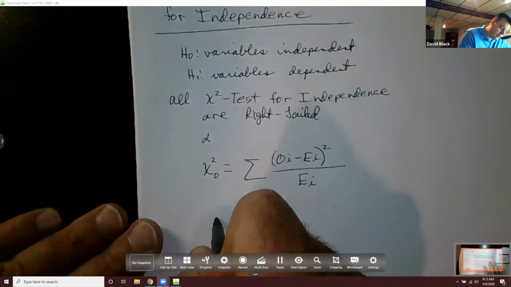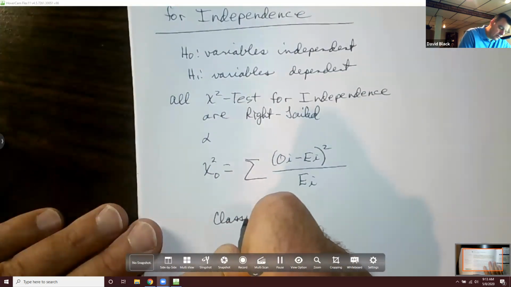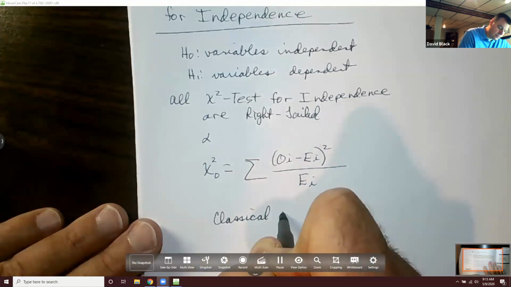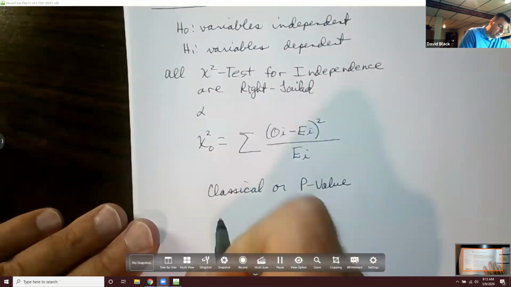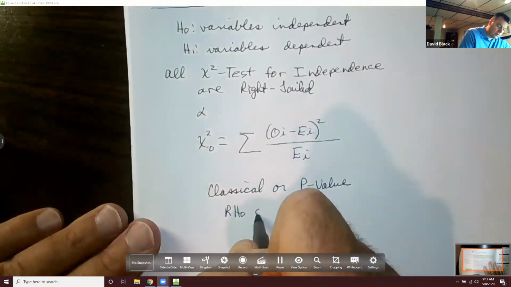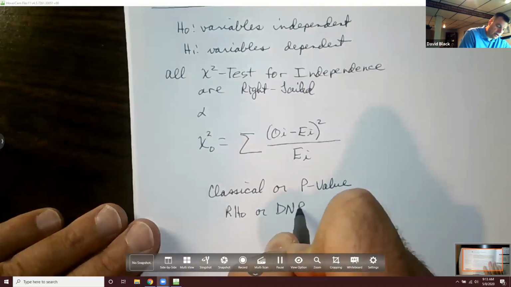Okay, and then step 4, we'll do classical or p-value. In step 5, we'll either reject H0 or do not reject H0.